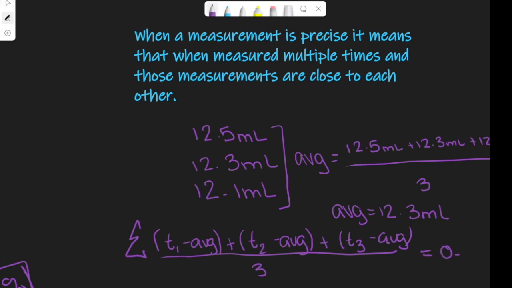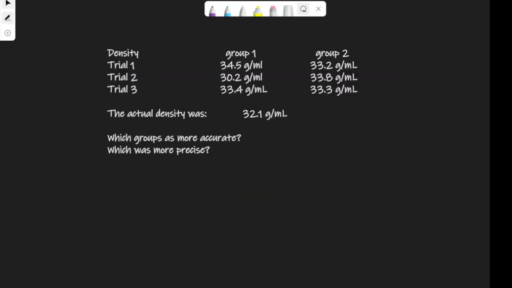I get 0.133. Now, in order to represent this, what we do is we tack it on to the average and we go plus or minus 0.133. So we can actually add that on to our average, and this would be how we record our different data points and show how precise our measurements actually are. Let's go ahead and look at some more data and see what information we could derive from that. Okay. Here what we have is 3 trials, and we have 2 groups.